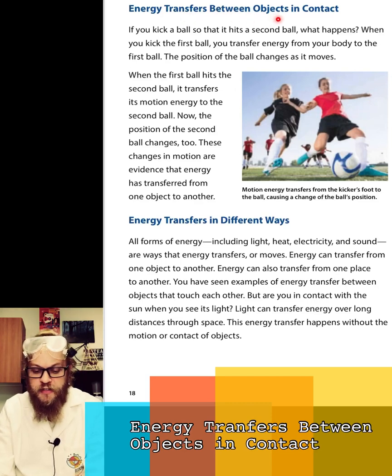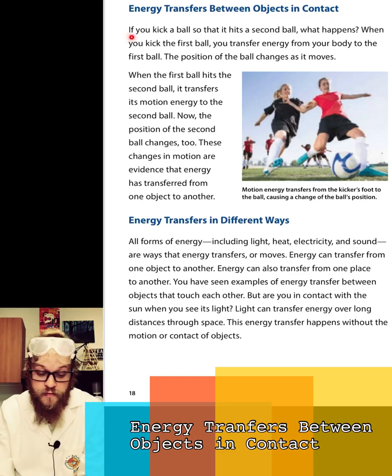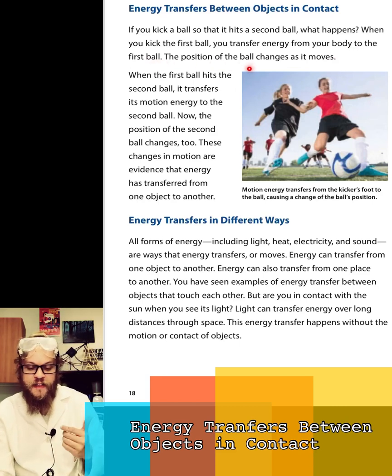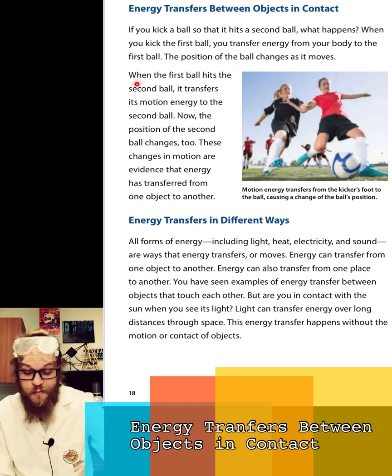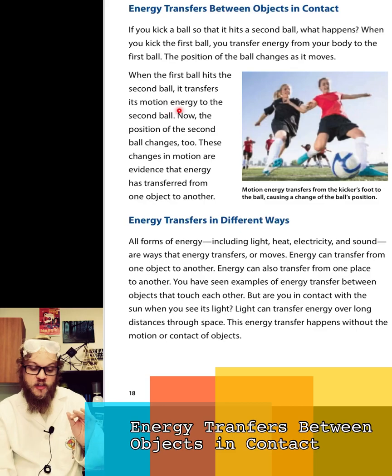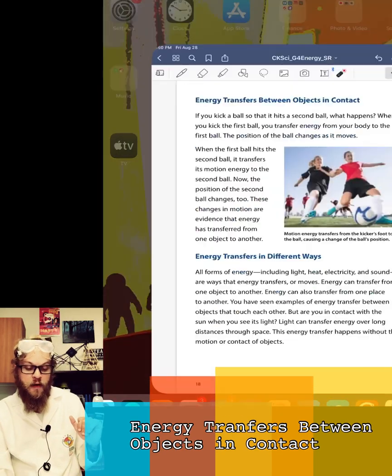Energy transfers between objects in contact, things that are touching each other, can give their energy back and forth. For example, if you kick a ball so that it hits a second ball, what happens? Well, when you kick the first ball, your energy goes from your body to the first ball, and the position of the ball changes as it moves. When the first ball hits the second ball, it transfers its motion energy, kinetic energy, to the second ball.